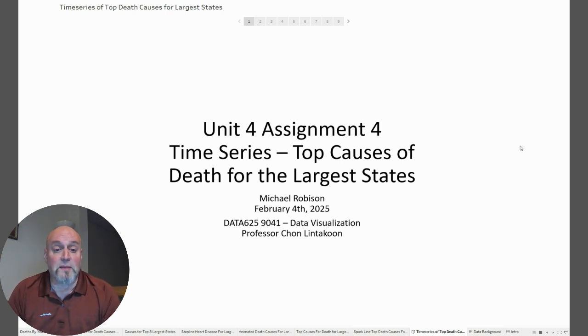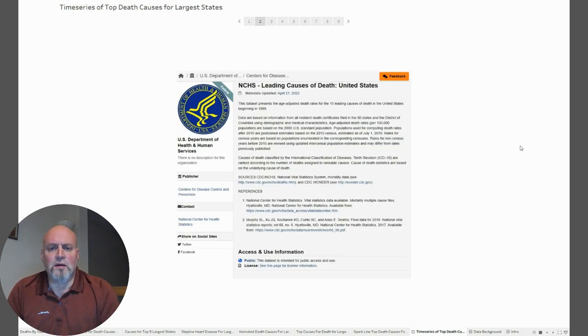We're going to be taking a look at the top causes for death in the largest states in the United States. It was a challenge finding a data set that was good to work with for this time series, but I found it on Data.gov. It's from the Department of Health and Human Services, from the National Center of Health Statistics, and sponsored by the Centers for Disease Control and Prevention. This data set is focusing on the years from 1999 to 2017.